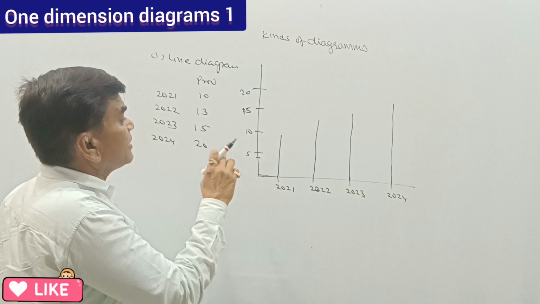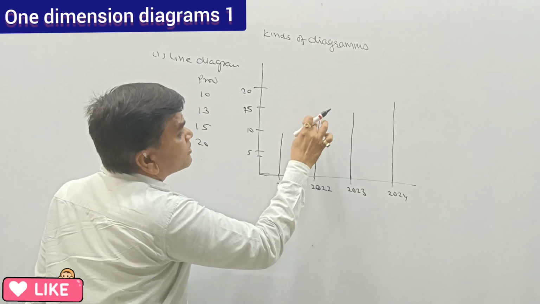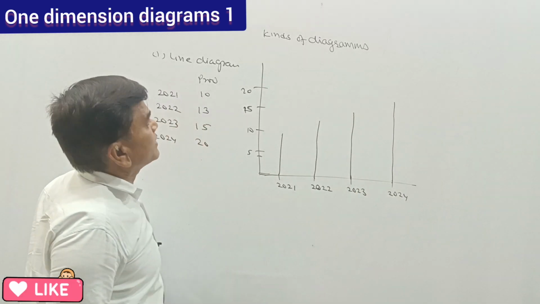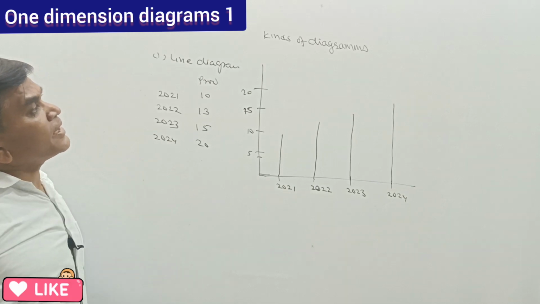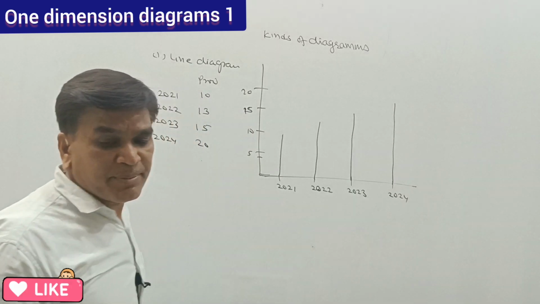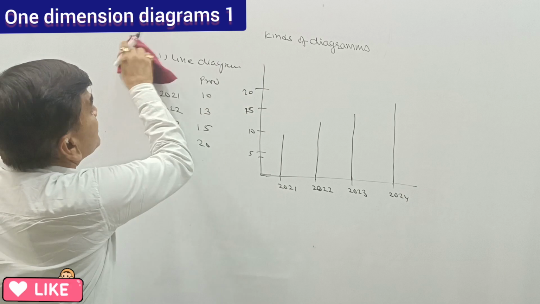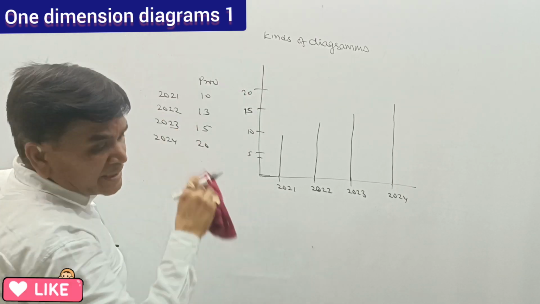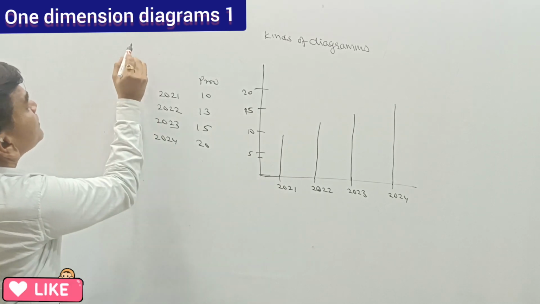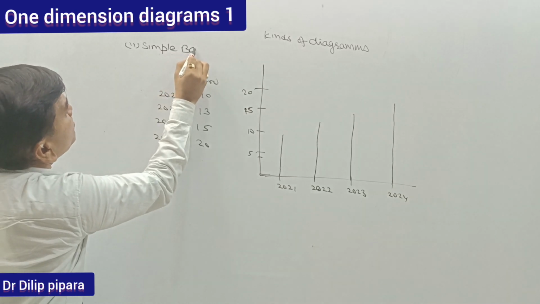You just have to write here: 10 is there, so a line of 10. Then 13 is there, so a line of 13. 15, so a line of 15. 20, so a line of 20. So this is the first kind, that is one dimensional, only height is important, so it is called a one dimensional diagram. The second diagram I am showing is called the bar diagram. The second type is the simple bar diagram.